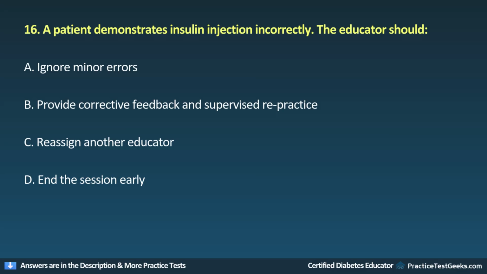16. A patient demonstrates insulin injection incorrectly. The educator should A. Ignore minor errors. B. Provide corrective feedback and supervised repractice. C. Reassign another educator. D. End the session early.